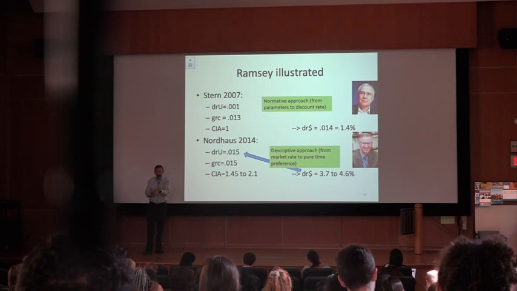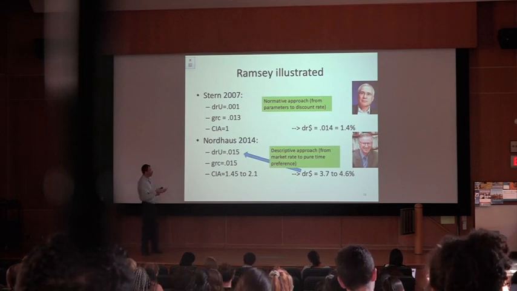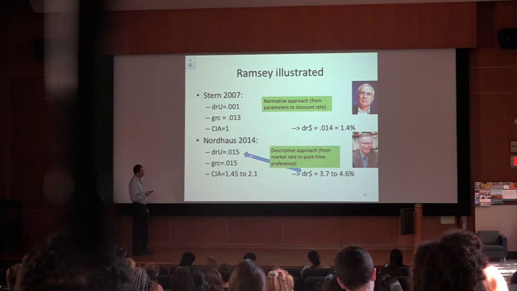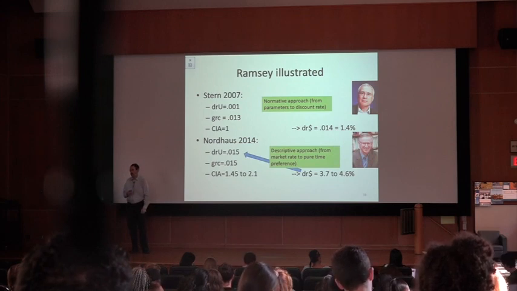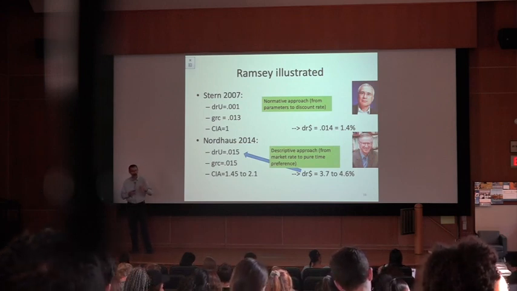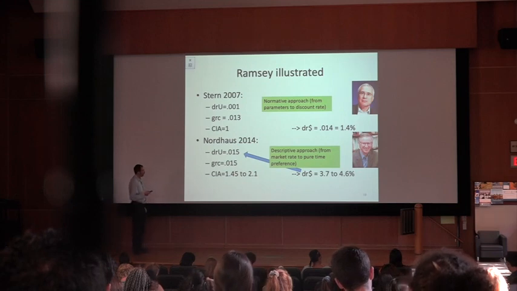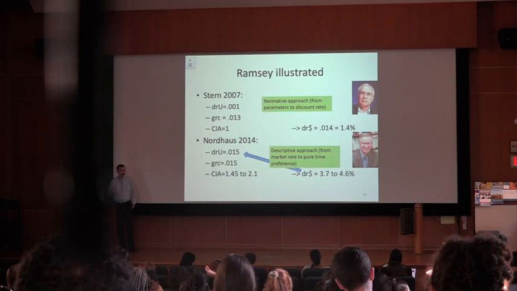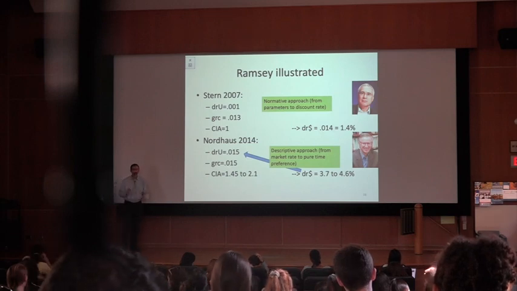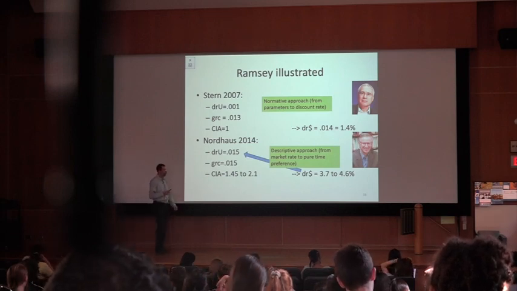And then he reverse engineers the formula to find the parameters that give what he wants. In particular, this myopia parameter is deduced from the formula in order to get the rate that he wants, right? So you can use the formula in the opposite direction and deduce how much myopia you need to put in order to get what you want. That's called the descriptive approach in this field.